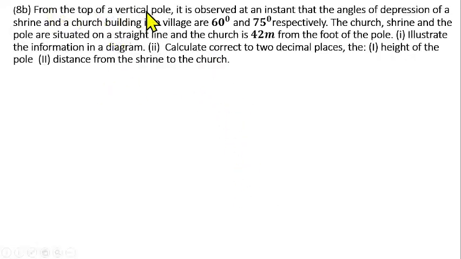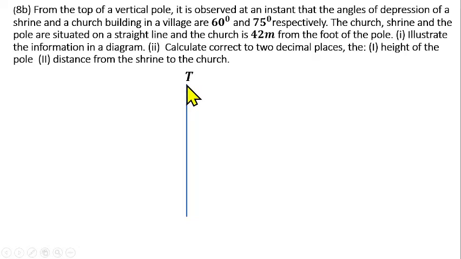We are told that from the top of a pole, that means there's a pole involved, so I can draw a straight line to represent the pole. From the top of it, it is observed at an instant that the angles of depression of a shrine and a church building in a village are 60 degrees and 75 degrees. So somebody is on top of the building observing a church and a shrine on the floor.